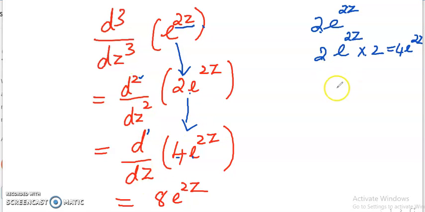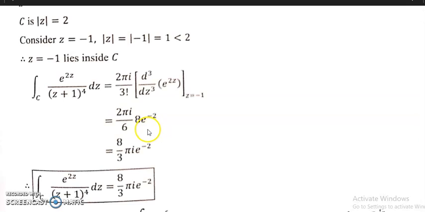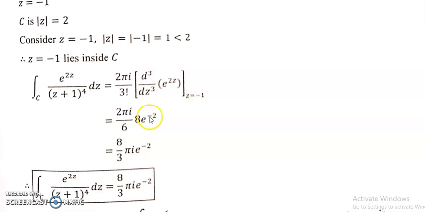Now we will go to the next derivative. The derivative of this: 4 is constant, and e power 2z again e power 2z into 2. So we get 8 e power 2z. So the differentiation of this is 8 e power 2z. So we can apply it here: d cube by dz cube of e power 2z is 8 e power 2z.